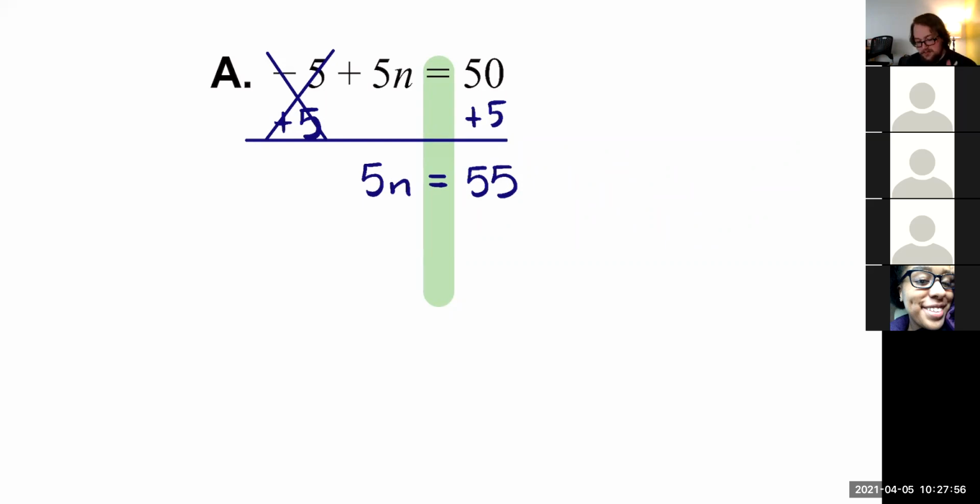What still needs to move? The 5. How are you going to move it? Divide. Because it's being multiplied with n right now. We do the opposite. We divide by 5 here. Whatever we do on one side, we do the exact same to the other. So n is going to equal 11.